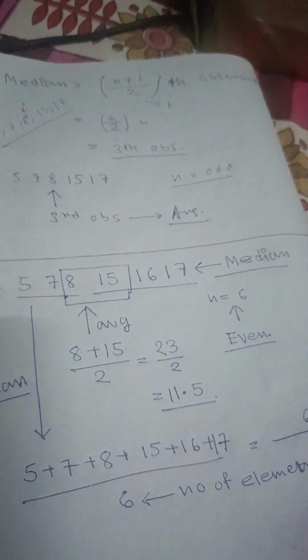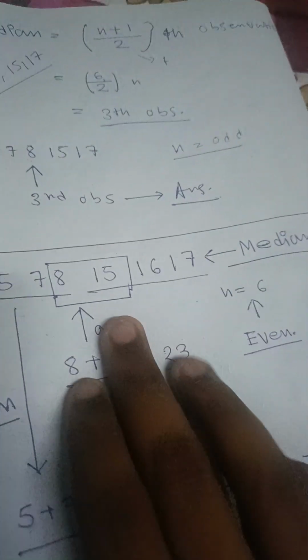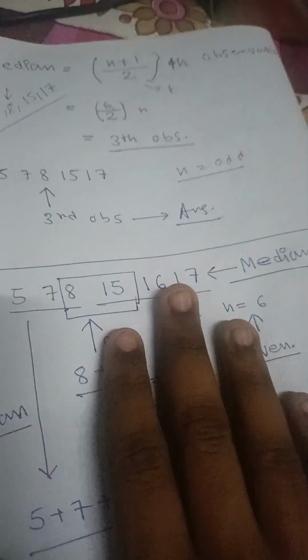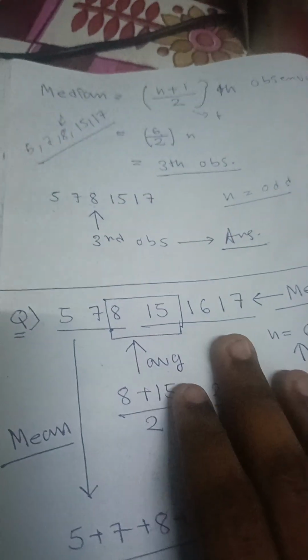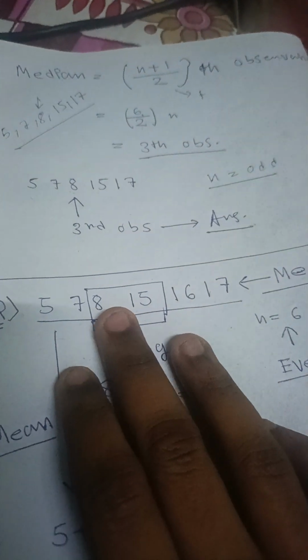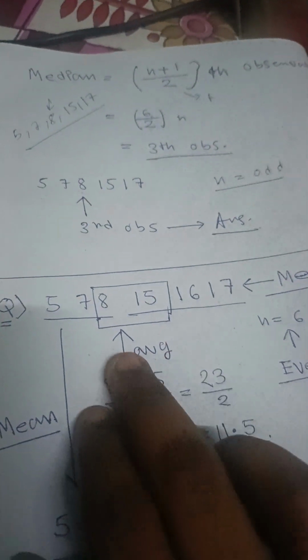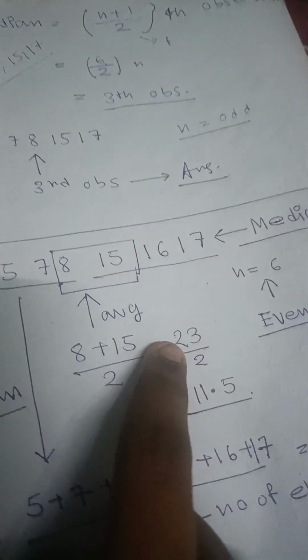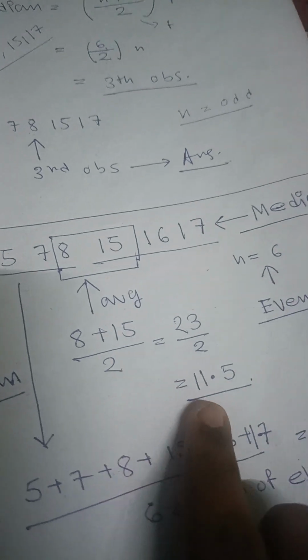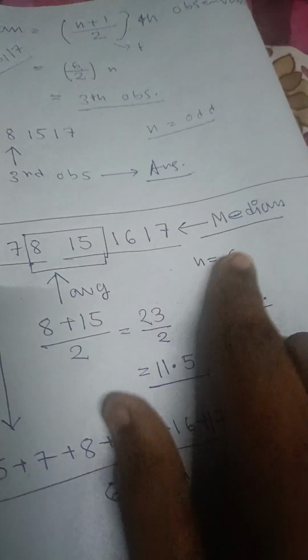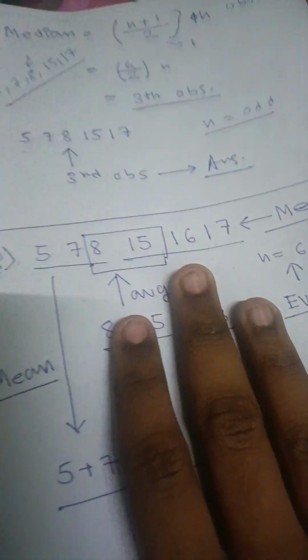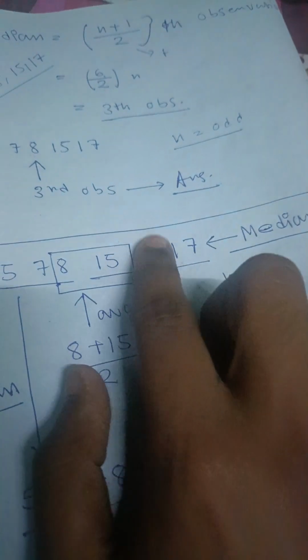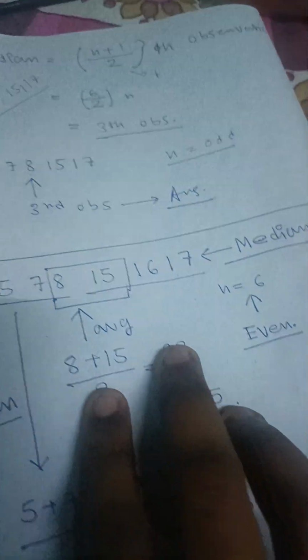You can take your own example and play around with it. So we get two numbers, 8 and 15. We just have to find the average of them, that is 8 plus 15 by 2, which comes to 11.5, because n is 6 and it is an even number. For an even number, we have to find the middle two numbers, and then find the average of them, and that is the answer.